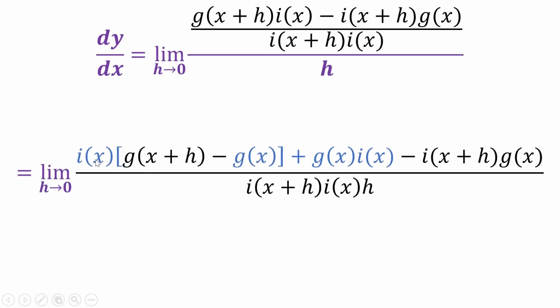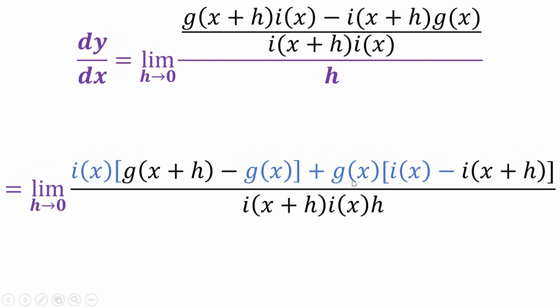When we do that, we have I of x multiplying j of x plus h minus j of x. Let's come to this side. The term in blue here and the term in black here also have a common factor, j of x. Let's factorize it out. When I do that, I have j of x multiplying I of x minus I of x plus h.